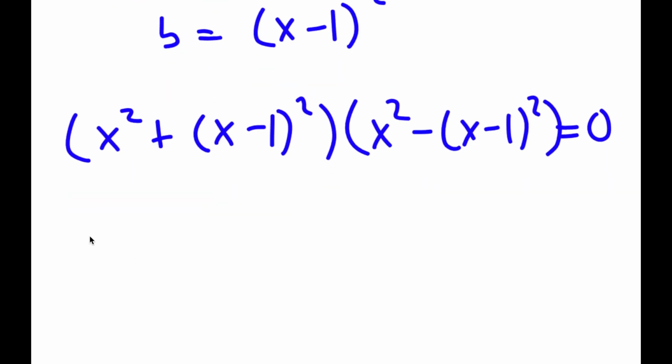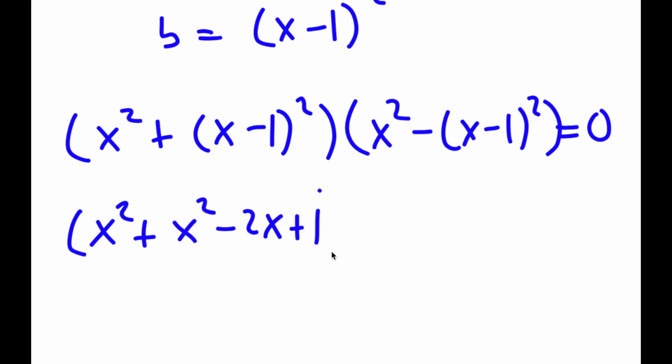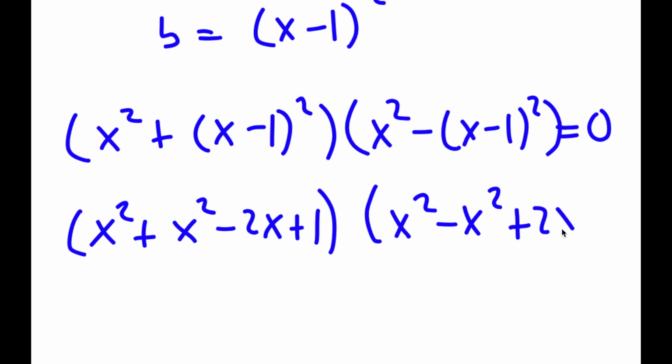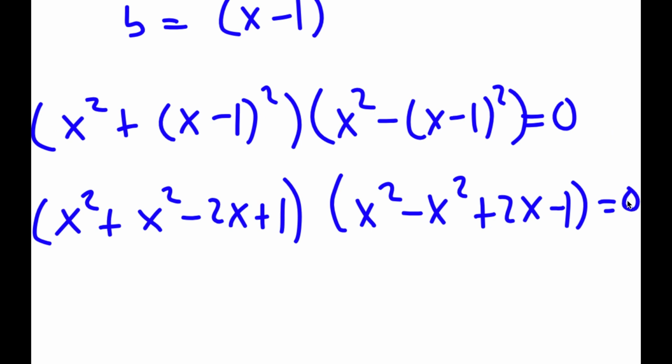Now, x minus 1 squared, let's go ahead and expand that. That's going to equal x squared minus 2x plus 1. So I have x squared plus x squared minus 2x plus 1 times x squared minus x squared plus 2x minus 1. Because remember, you got to distribute the negative sign. And this is equal to 0.